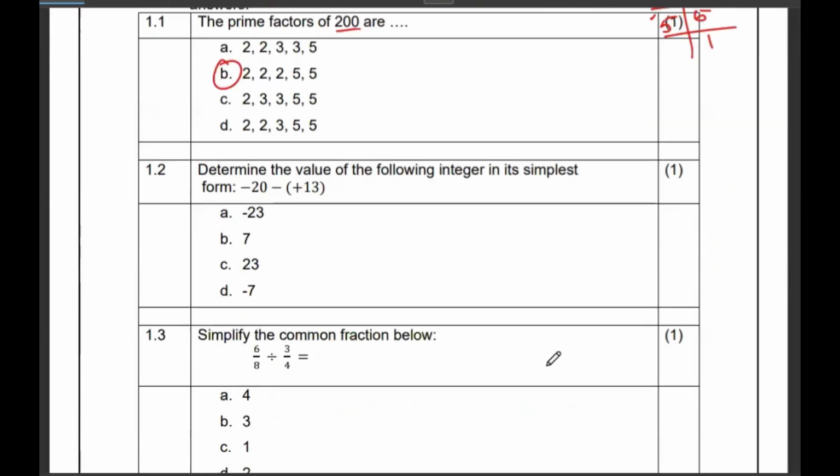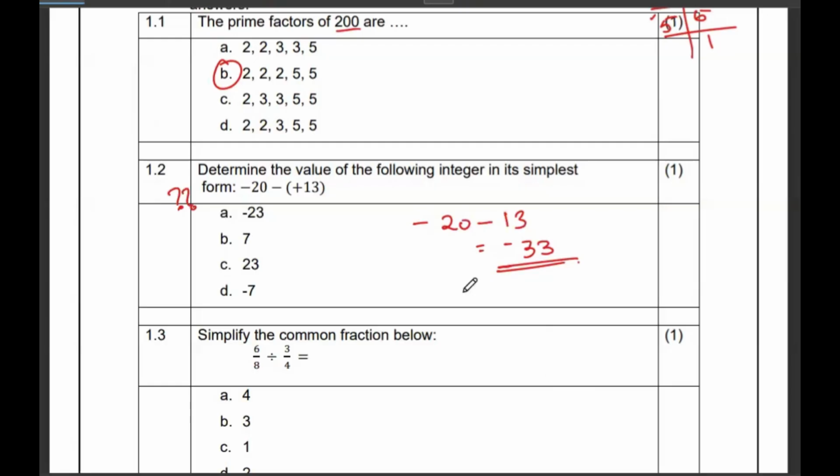Then 1.2, determine the value of the following integer in its simplest form. So we are adding integers. So negative 20, we know that a plus and a minus gives us a minus, and then 13. So minus 20 minus 13 gives us minus 33. There's no answer here. So we're putting a question mark on this question because the answer needs to be negative 33, if you are to follow the rules of integers.